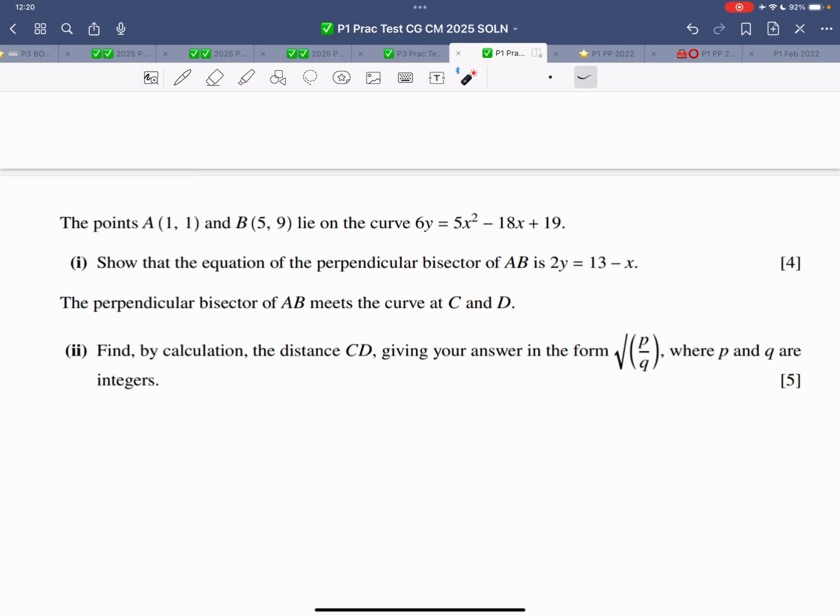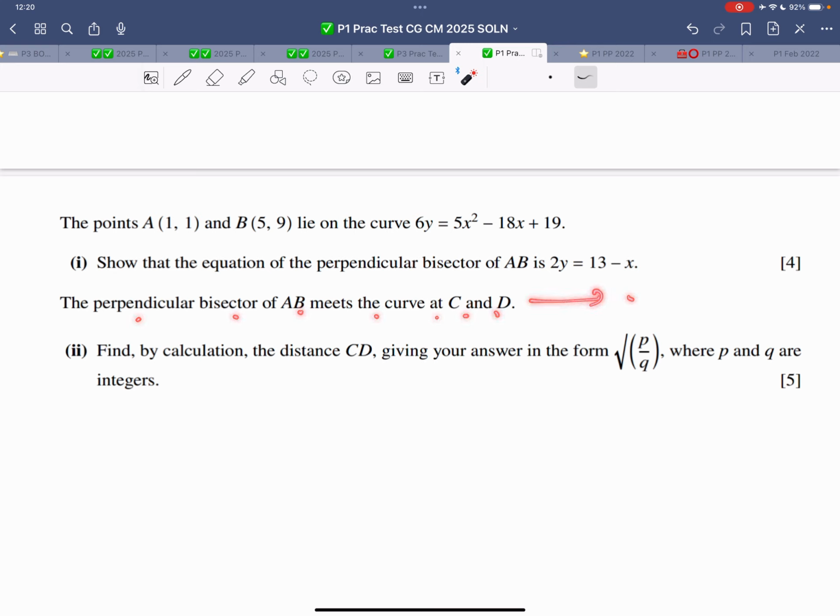So now over here, this is the second question. There is a point A, there is a point B, they lie on the curve. Show that the equation of the perpendicular bisector of AB is this. So now the first part has nothing to do with this equation of the curve. It has everything to do with finding the gradient of AB, do the negative reciprocal, finding the midpoint, and so on for 4 marks. The second one, the perpendicular bisector of AB meets the curve at C and D.